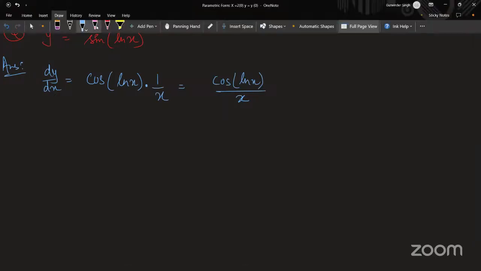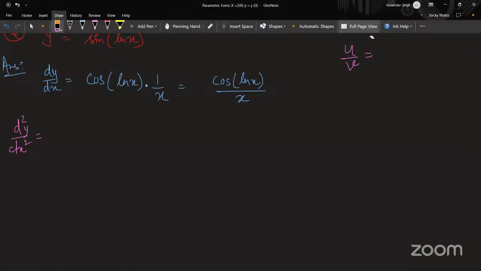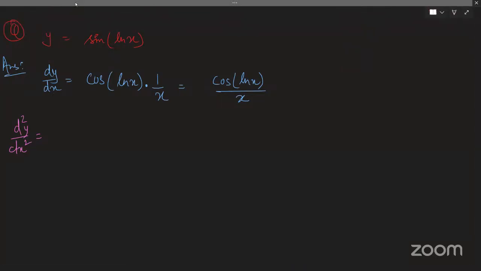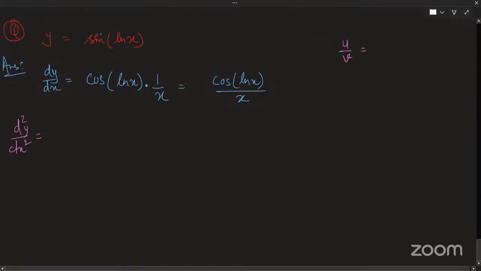Now, how do you differentiate this thing? How will you differentiate cos of ln x divided by x? So two functions are in division. When you have got two functions that are divided by each other, what was the formula for applying the rule? Division rule. Denominator square. Okay, great. You get the denominator square in the bottom.